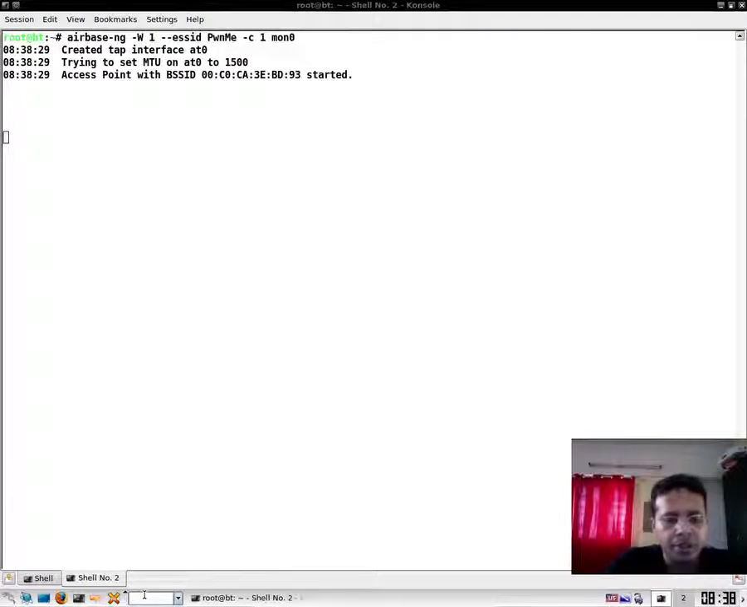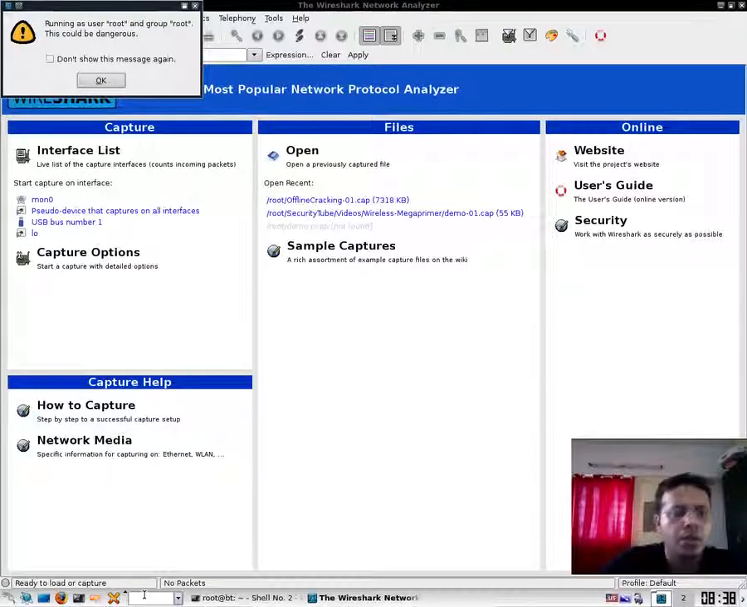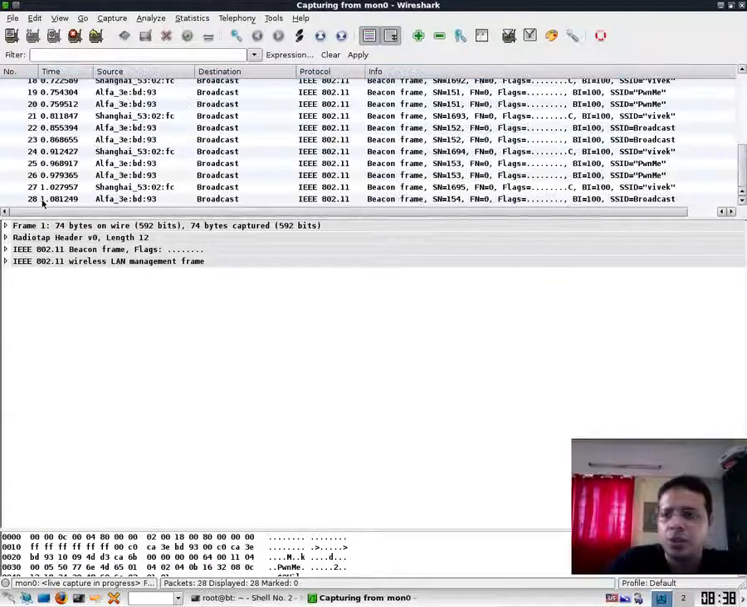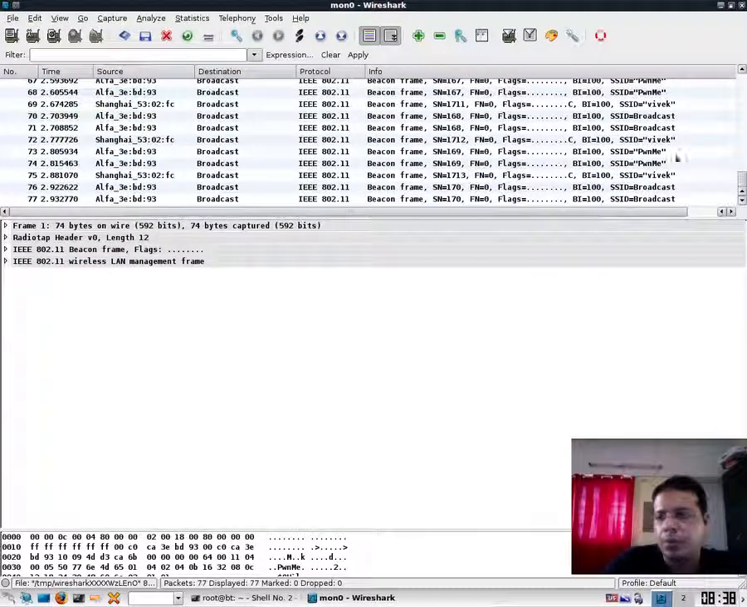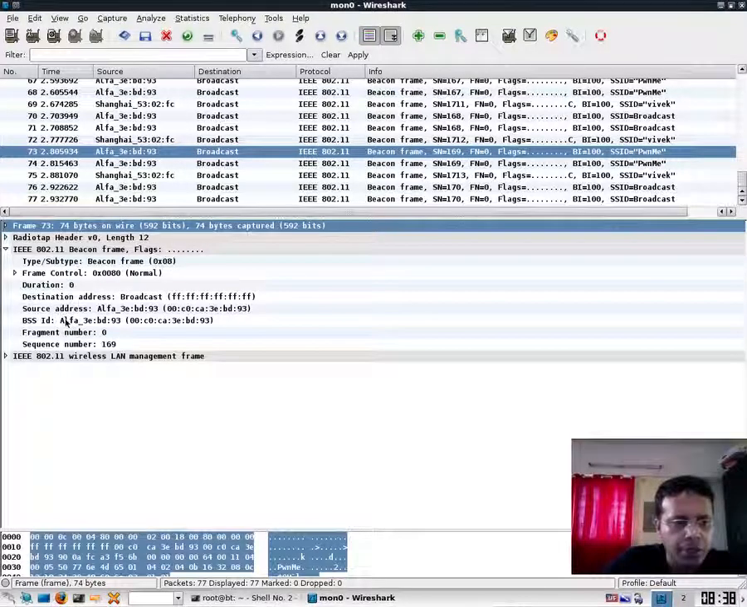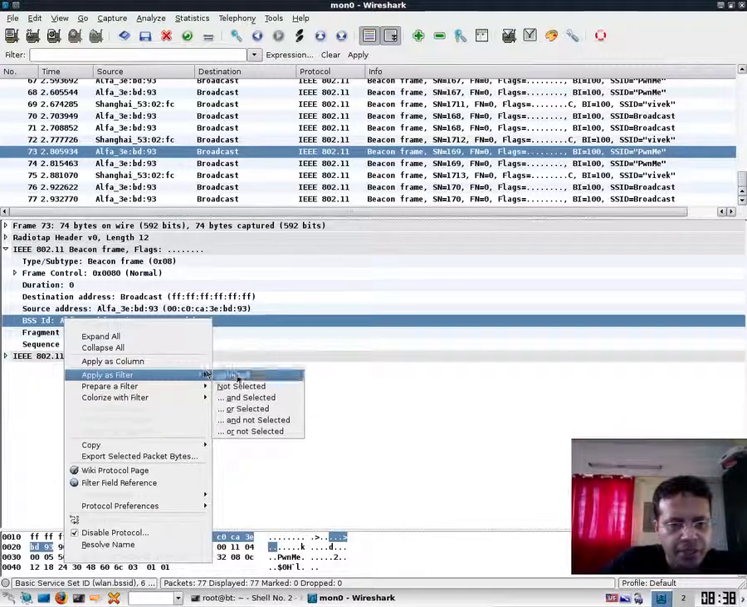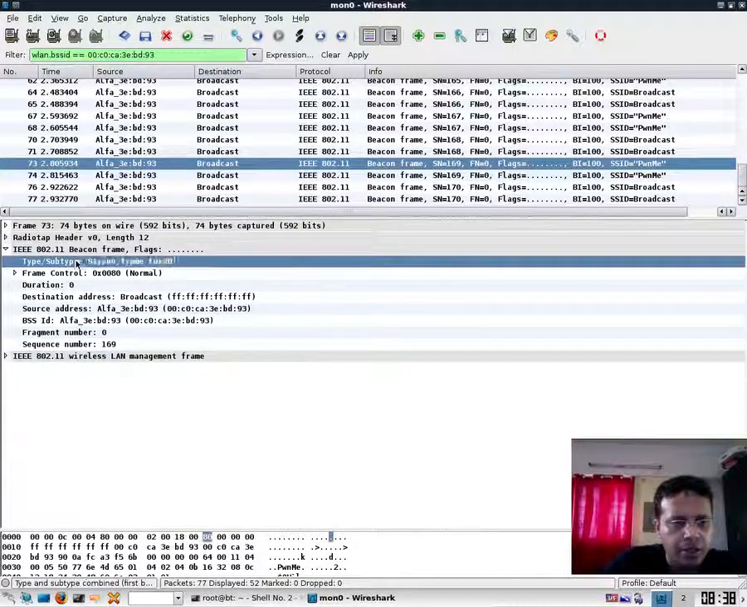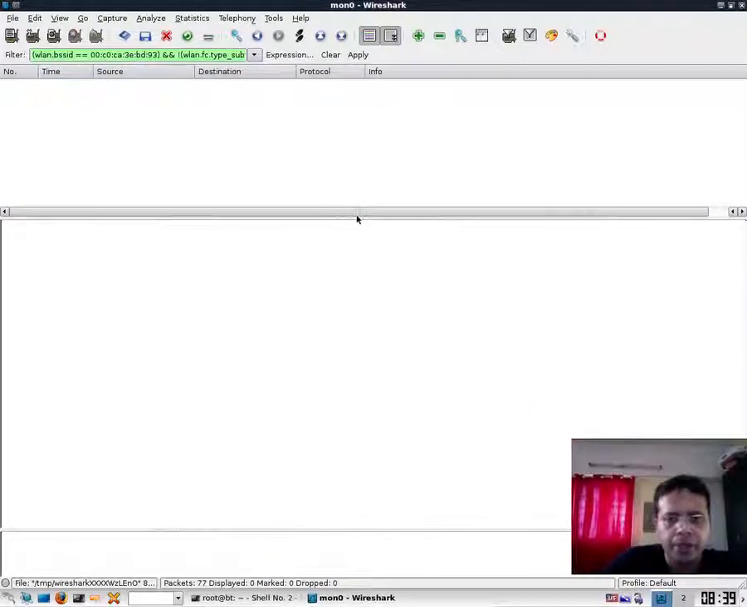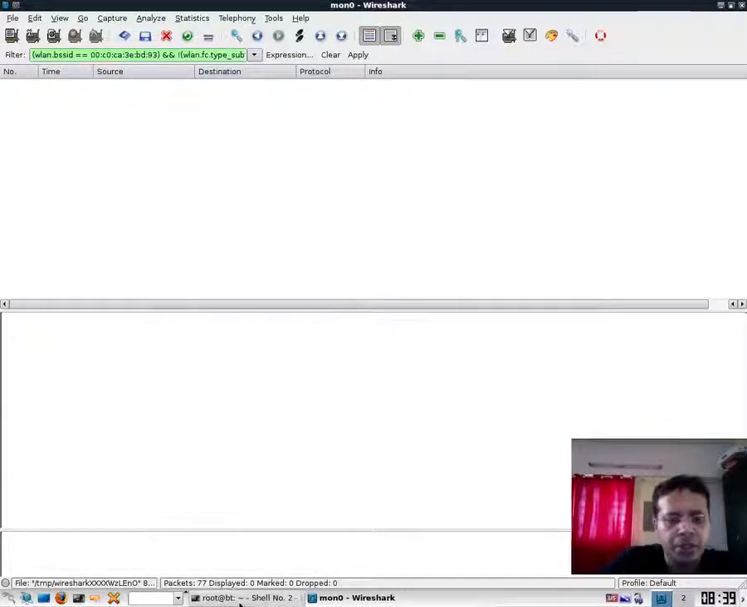Before I start my client once again, let me open up Wireshark and start sniffing on the mon0 interface. So we already see a lot of beacon frames for pwnme. Now what we can do is apply a filter for the BSSID, and we really are not interested in beacon frames, right? Now let me go ahead and start the client once again.